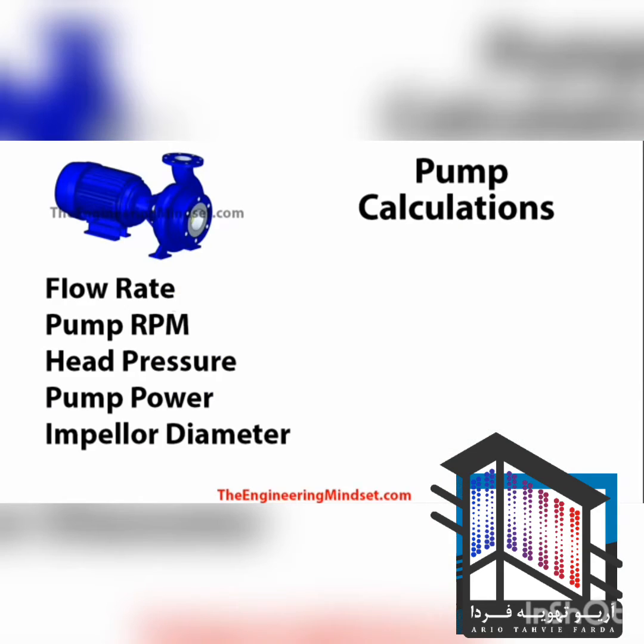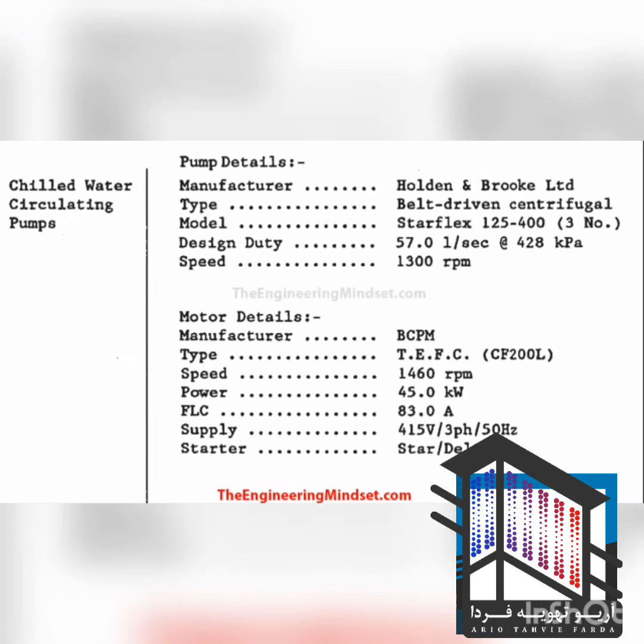In this video we're going to be looking at pump calculations, and specifically we're going to be looking at how to calculate the flow rate, the pump RPM, the revolutions per minute, the head pressure, the pump power, and also the impeller diameter. Now if you already have a pump installed in one of your buildings, then you should have a checklist or a sheet that comes like this, which is the data sheet for that pump.